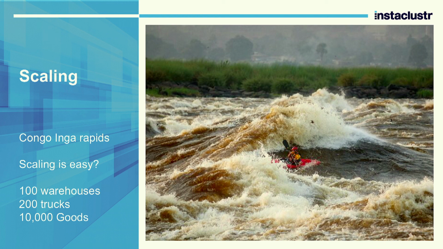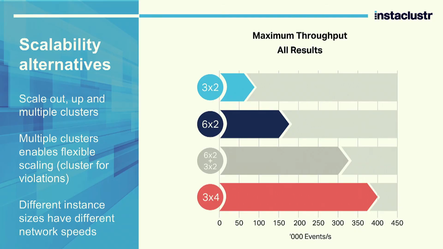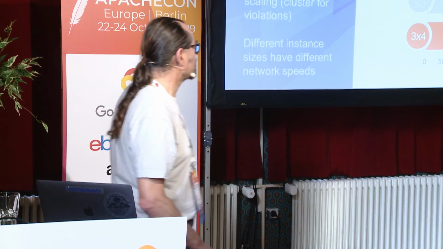So let's go scaling. Is scaling easy? Well, I tried initially, well, in fact, this is what I finally ended up with: 100 warehouses, 200 trucks, which gave me 300 locations, and 10,000 goods in the system. In terms of the scalability of the Kafka cluster itself, I tried scaling up and multiple clusters to see which ones would help. So you'll see initially, three nodes of 2 cores each, 6 nodes with 2 cores each. This third option, which was a 6x2 and a 3x2 configuration, and then finally the 3 nodes by 4 cores each.